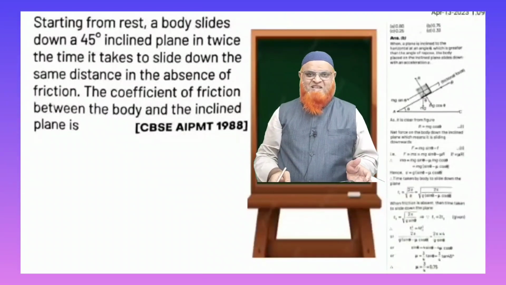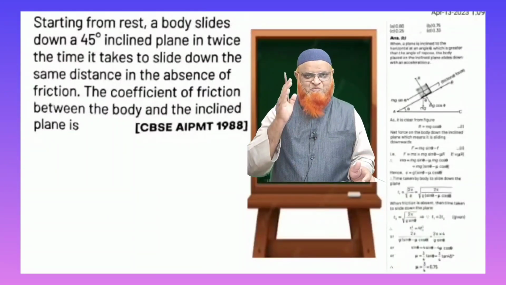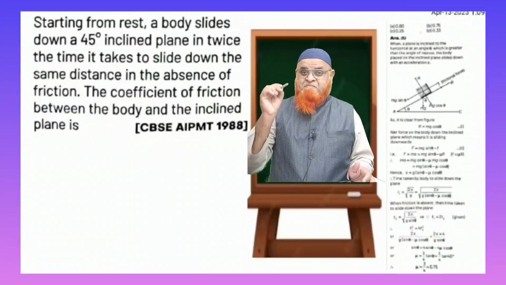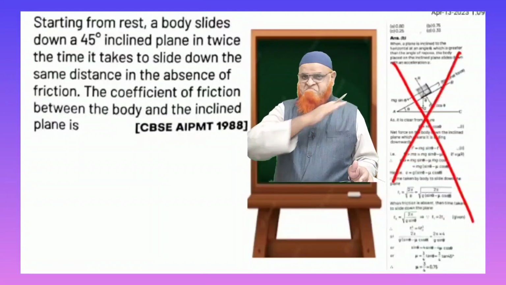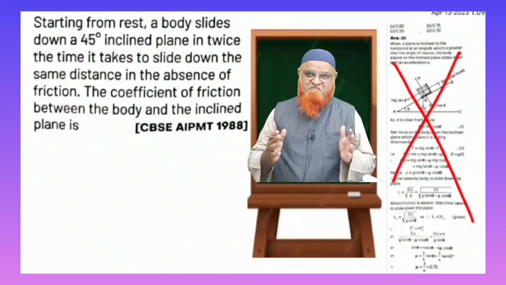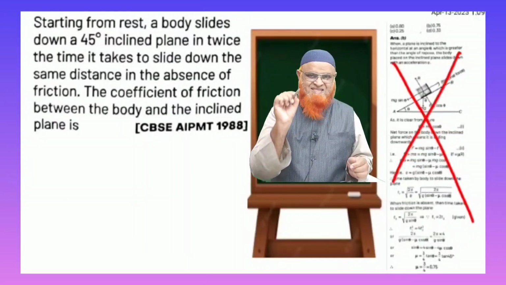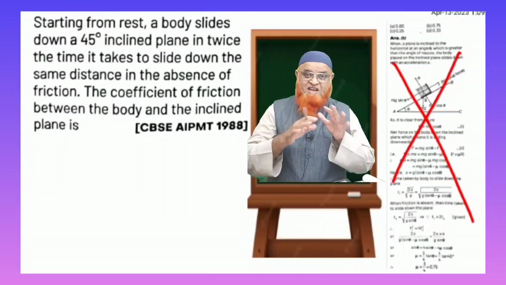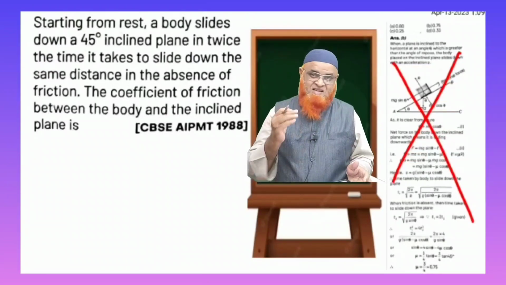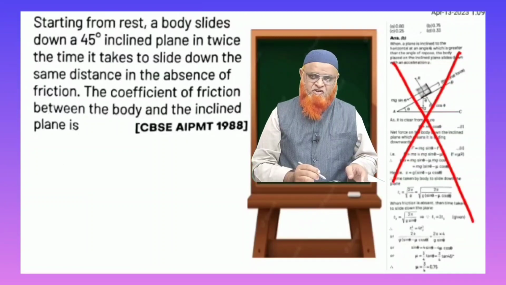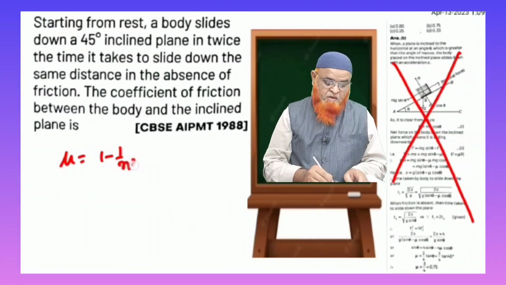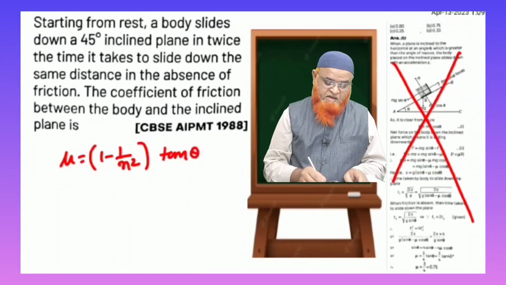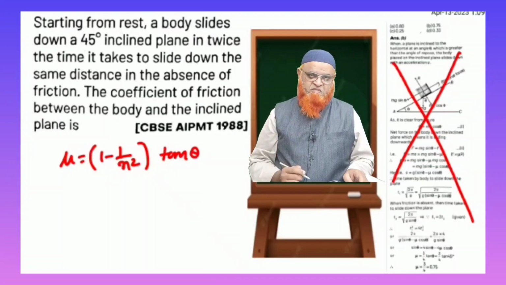My dear friends, see the lengthy method given in the books, which will waste a lot of your time, your efforts, your energy. So I am removing this lengthy method to give you a simple single step formula which will do miracles and get the answer in a fraction of seconds. What is that formula? Let us see here now. Coefficient of friction mu is equal to 1 minus 1 by n square into tan theta. This is going to be your shortcut formula.